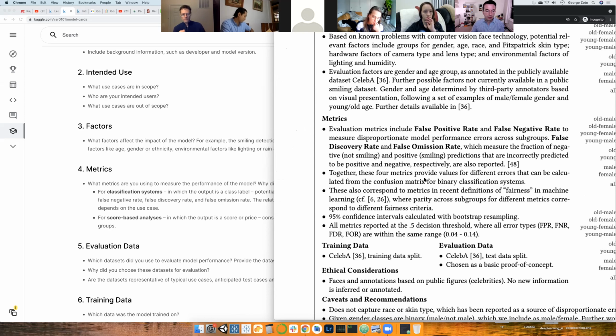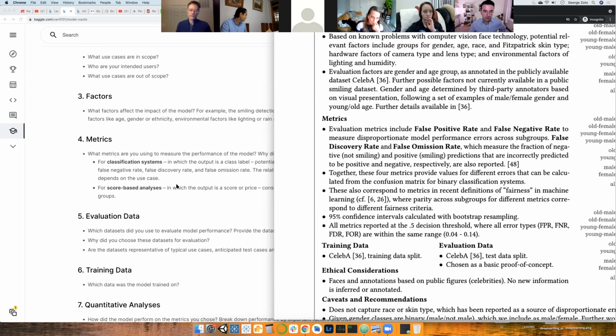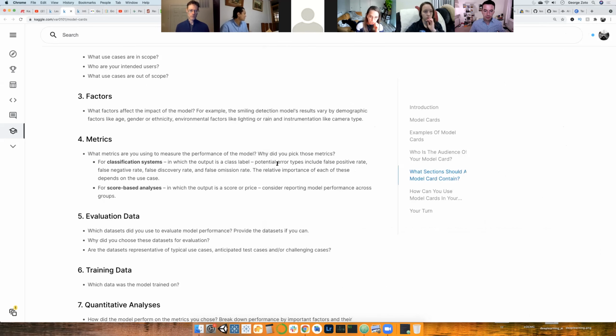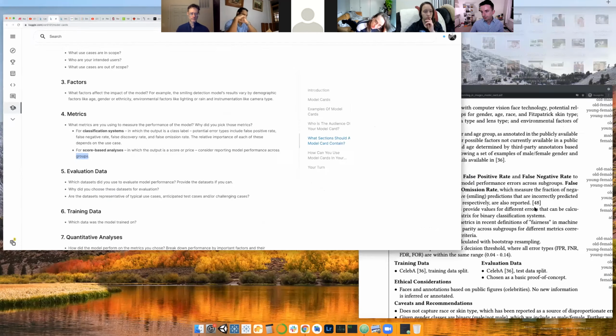What metrics are we looking at? So for classification systems, classification problems like we've seen in the past, maybe we want to look at false positive rate, false negative rate, false discovery rate, as they call it, or false omission rate, true positives, true negatives, and so forth. And for regression type problems, also known as score-based analysis, like when your output is a score or price, maybe you want to see how your model performs across different groups.